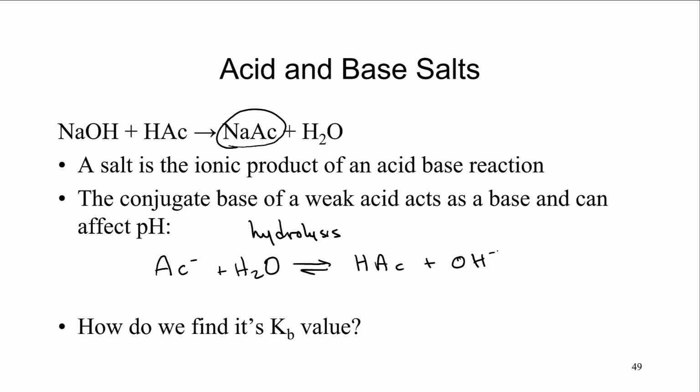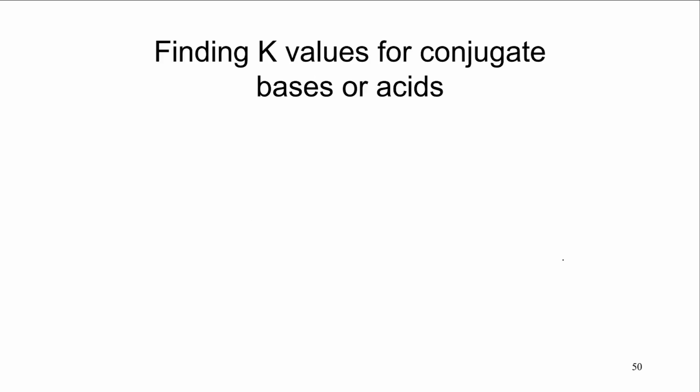Now, technically, if you take something and add it to water, and it creates the conjugate acid and hydroxide, this is known as a Kb reaction. So the question is, how do I get Kb for acetate ion? Because if you go to that table that I showed you in the back of the book, you won't find Kb listed for acetate. All you can find is Ka for acetic acid. So what I'm going to show you is how you find the K values for the conjugate bases or acids of different neutralization reactions or for different acid-base salts, okay?